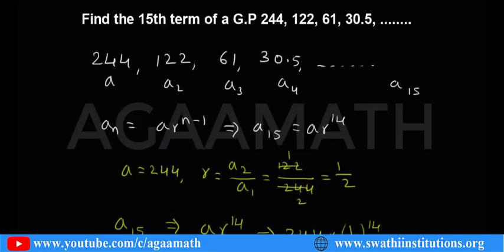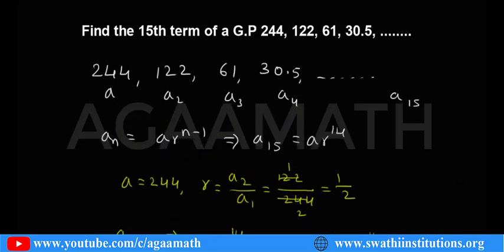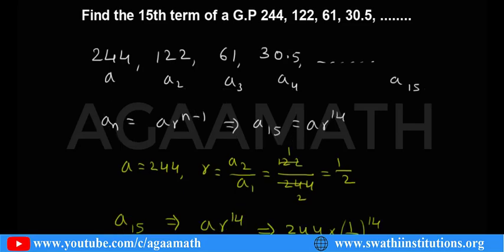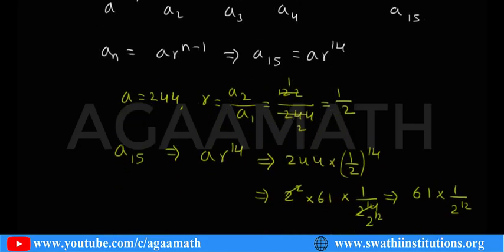So to find any term of a GP, first of all we have to know a, the first term, and the ratio. The ratio is always a2 by a1. Even if you take a3 by a2 or a4 by a3, you will get the same, nothing to worry. This is the solution for how to find any term of a GP according to the given question.